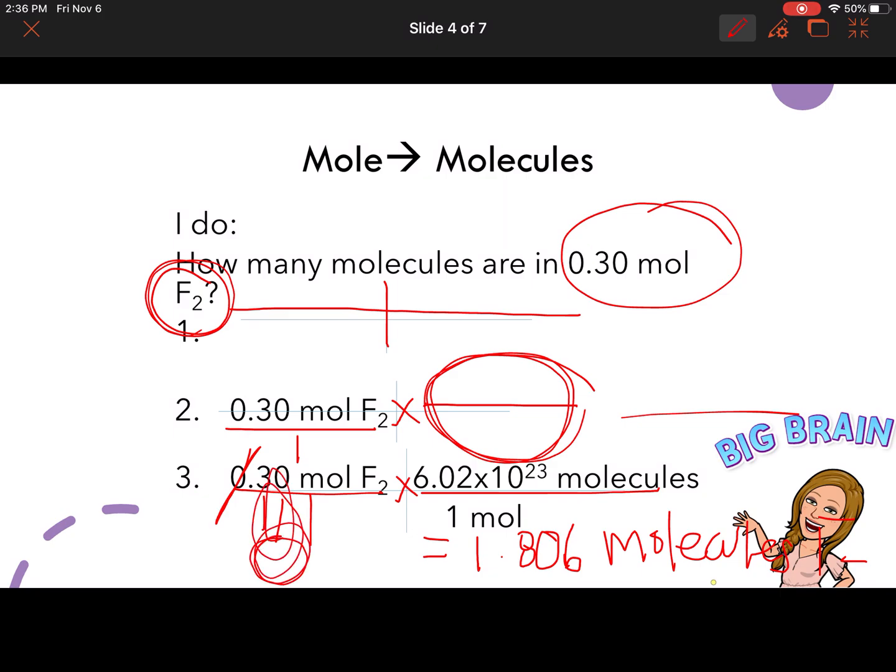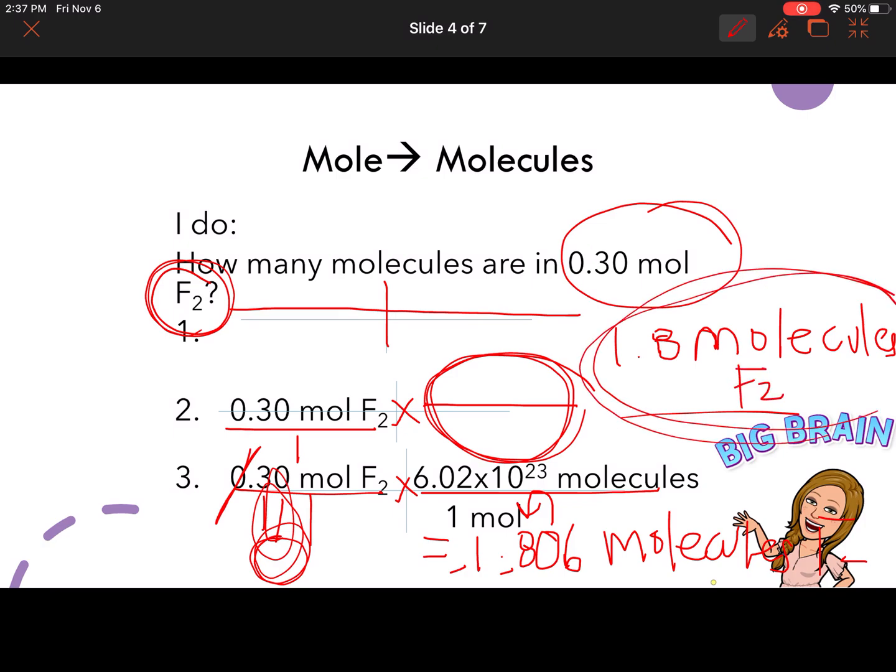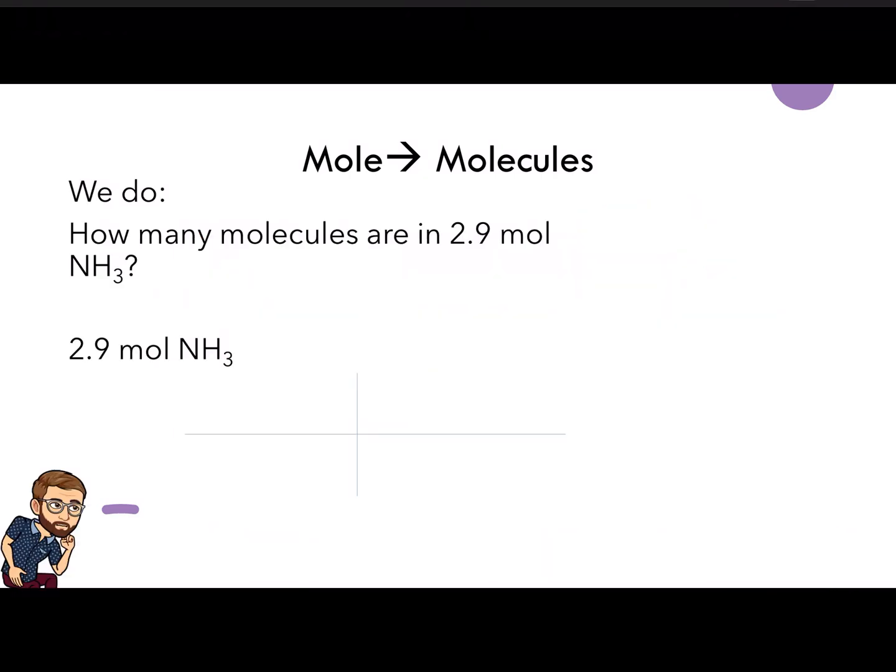So I'm going to count in my answer 1, 2. I'm going to use that third one to see if it rounds. It does not. So I have 1.8, that's a beautiful 8, molecules of F2, fluoride molecule. There you go. That's how it's done. Let's do another.